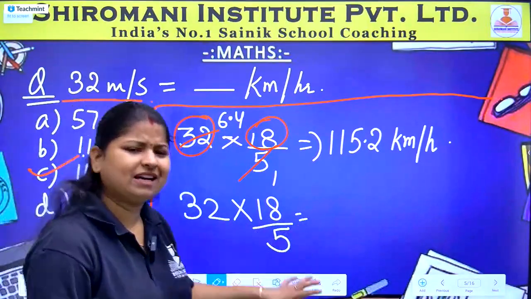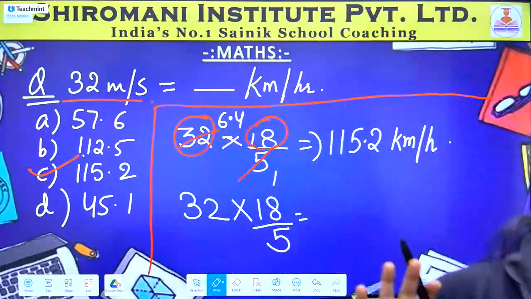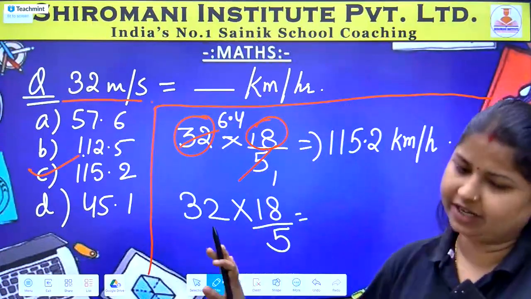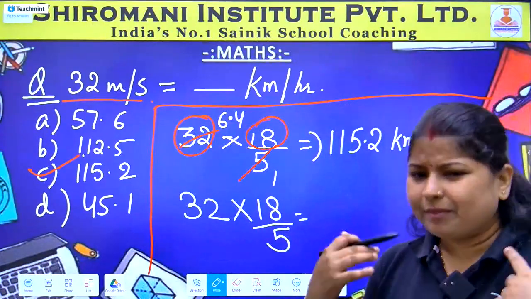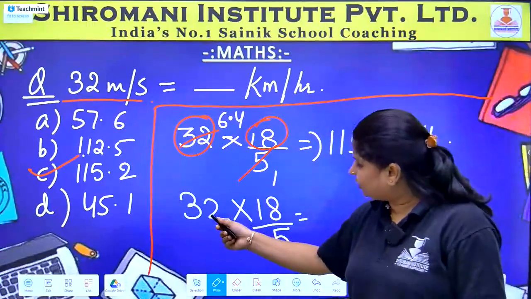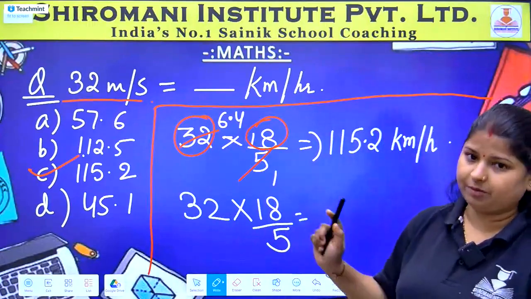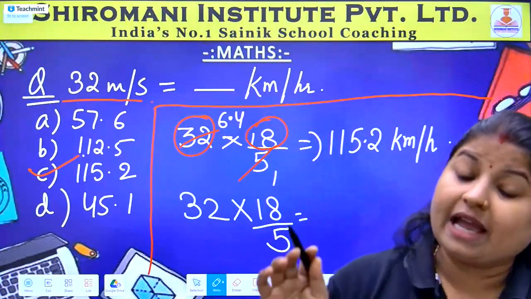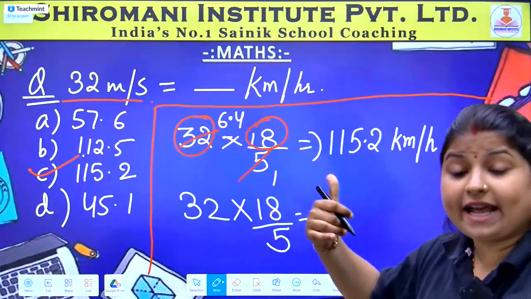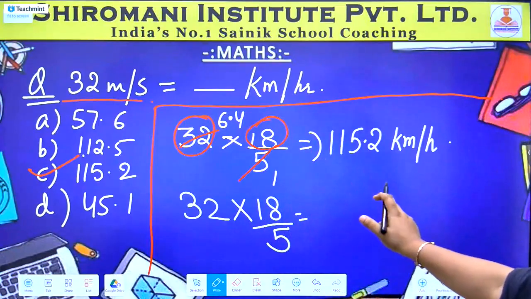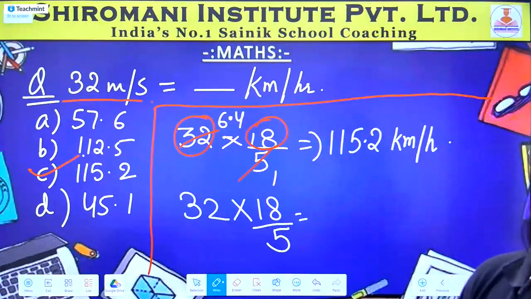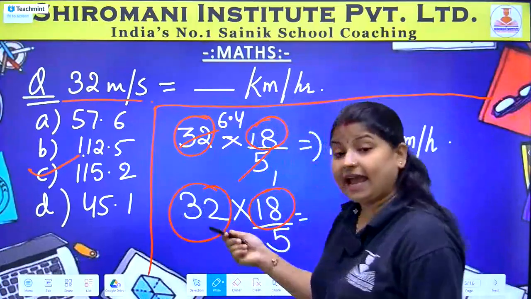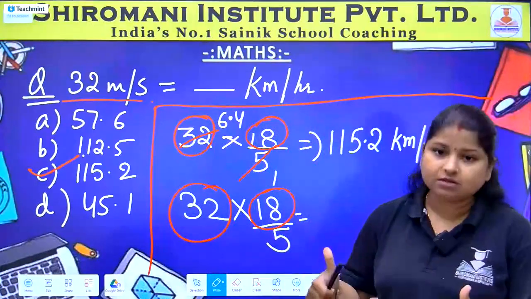Either you can multiply 32 into 18 and then divide it by 5. You can do that as well. But I feel that 32 divided by 5 is easy for me, because 32 divided by 5 is 6.4. Easily I can calculate, and 6.4 into 18 I can do easily, that is 115.2. If you ask me, ma'am, can't I multiply 32 into 18 and then divide it by 5? I would say yes, you can do it.